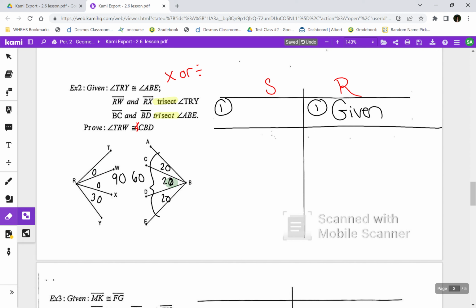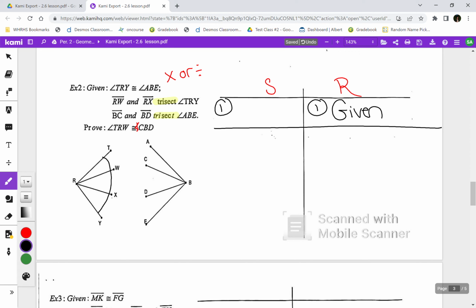So for this one, because I told you that the big angles were congruent, so this one is congruent to this one, I'm starting off by stating that these both have to be the same, so they both have to be 60, or whatever it is. And then when you trisect, what do you do? You divide by 3. So this would be 20, 20, 20, and this would be 20, 20, 20.